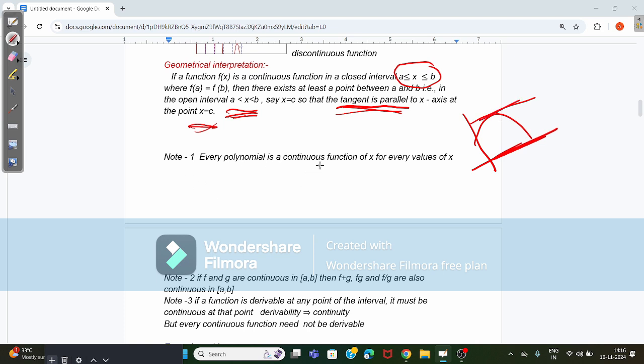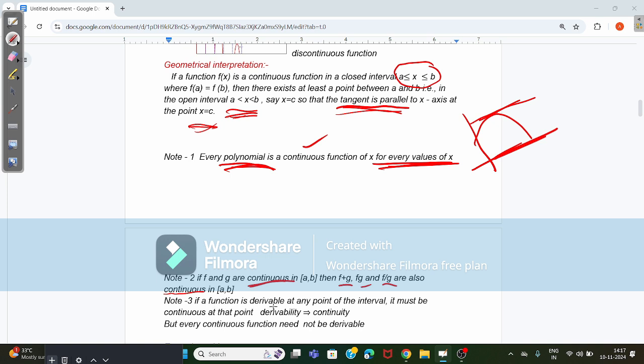Every polynomial is a continuous function of x for every value of x. If f and g are both continuous functions, then f plus g, f into g, and f divided by g, that is addition, multiplication and division, are also continuous functions.